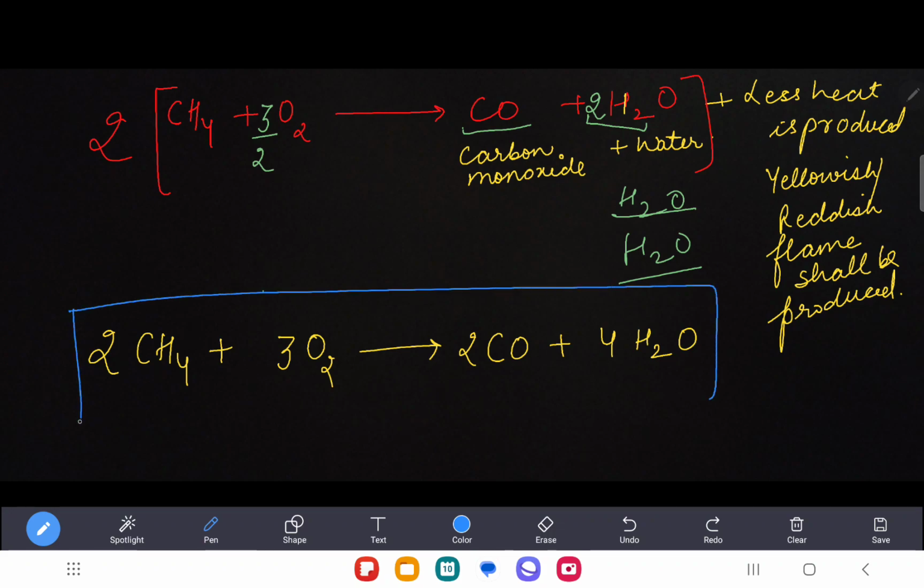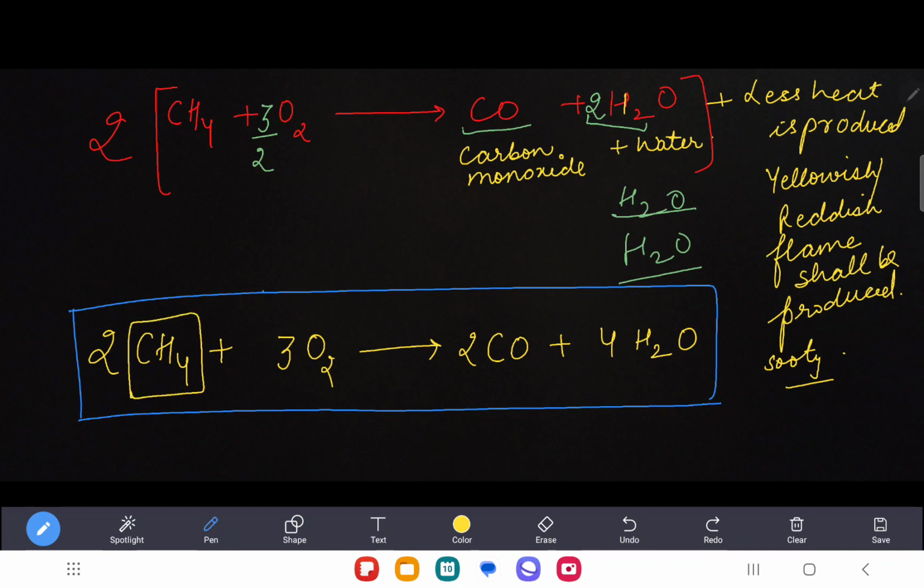Yes. I understand. And again, sooty particles are produced. That would mean that methane is not fully burnt. So it's like when you burn a lot of garbage, when you collect a lot of garbage.